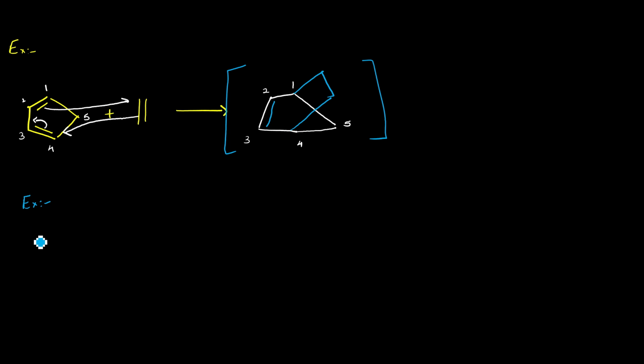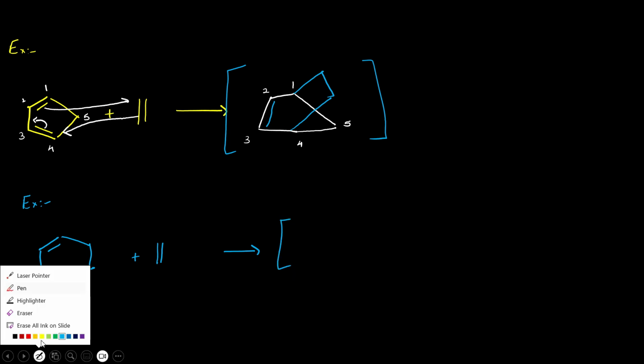So here we have a 6-membered ring carbon with an alkene here. Now I want you to take some time and try to draw the product, right? So if we want to draw the product, let's move on.